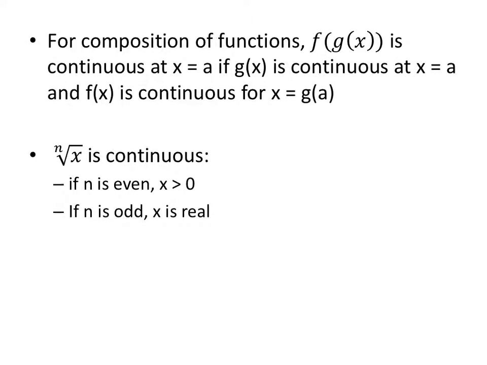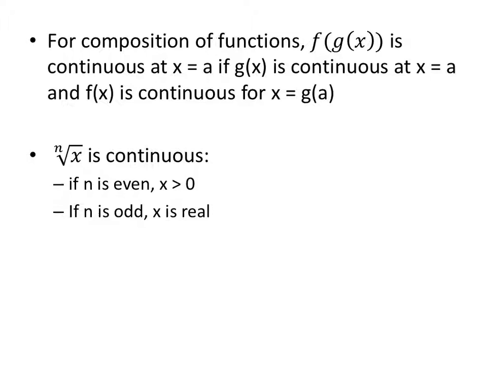If we're dealing with a composition of functions, f of g of x, it will be continuous at x equals a, provided g of x is continuous at x equals a, and f of x is continuous for the x value that's equal to g of a. So they have to both be continuous.